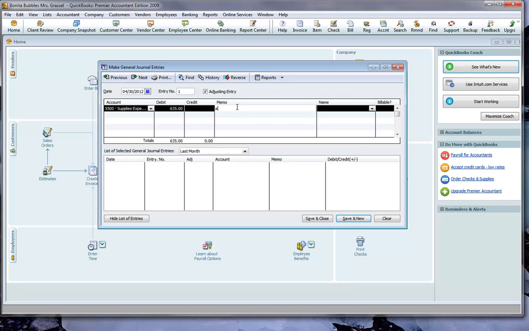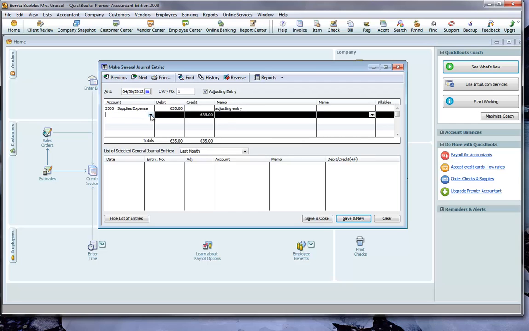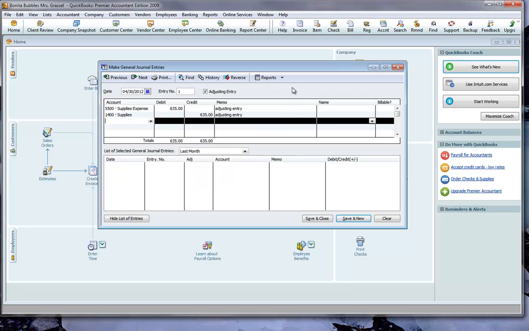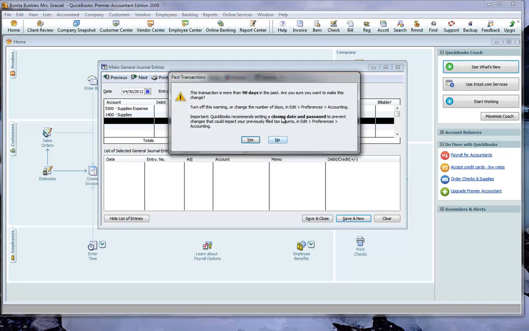$635. And in our memo, we're going to put in adjusting entry. And then we will do the same thing to supplies. And that is going to be your first entry. Then we can go ahead and do save and new. We only have one more transaction to do, so we can go ahead and just say yes.